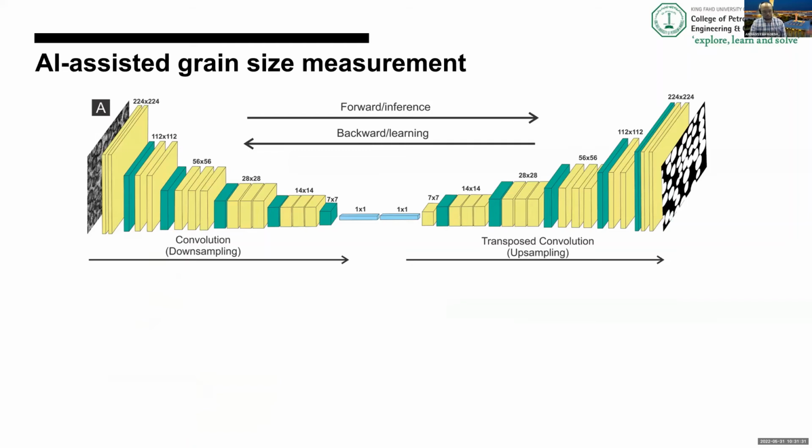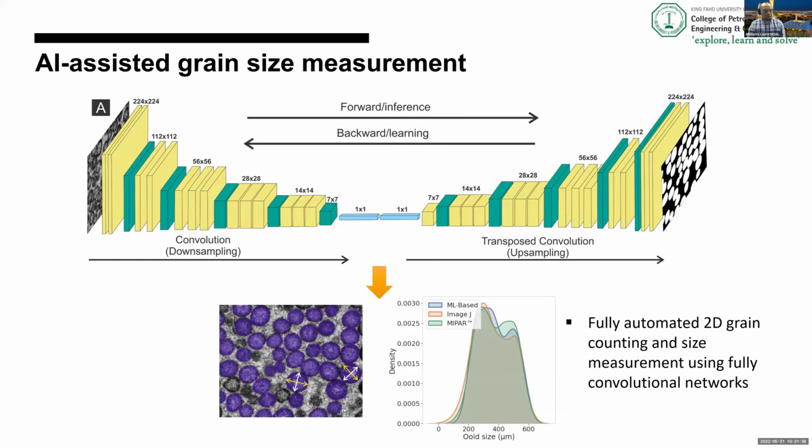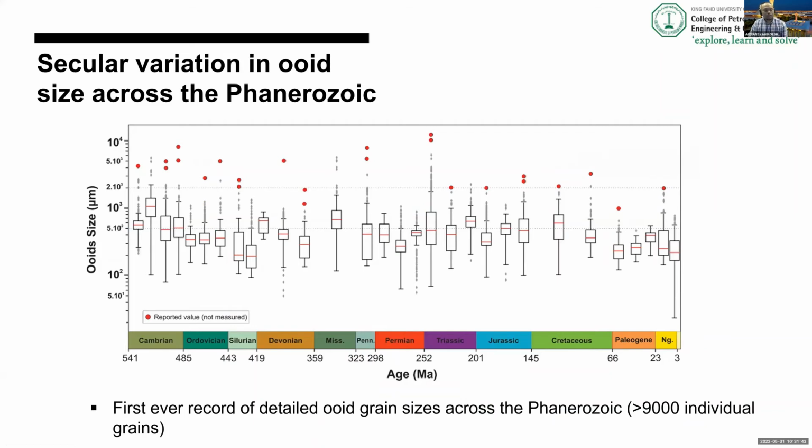We use a U-Net architecture here, and from there we can segment the individual ooid grains and get the size distribution. From there we get the first-ever record of detailed ooid grain size across the Phanerozoic, from 500 million years ago until today. And this is really where machine learning makes something impossible possible, because if you try to do all this manually, it takes years to do it.